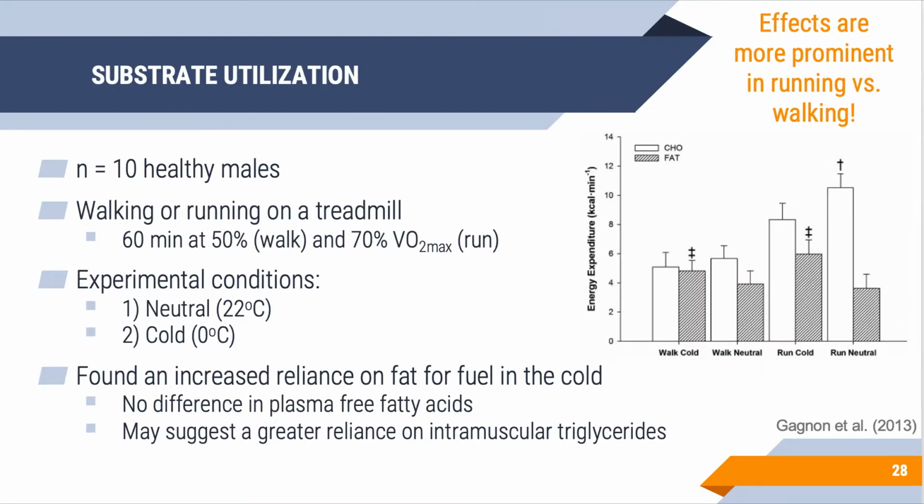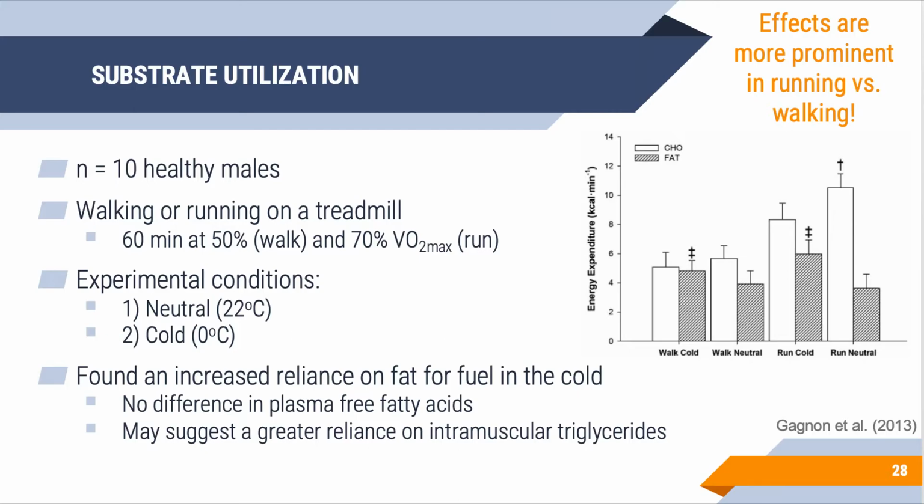So now thinking about how substrate utilization might change in the cold, this study looked at 10 healthy males. What they did was they had them walking, so 60 minutes at 50% VO2 max, or running, so 70% VO2 max for an hour on a treadmill. They were either in a neutral environment, so 22 degrees C, that's pretty normal, or a cold environment, 0 degrees C. And what they found was an increased reliance on fat for fuel in the cold.